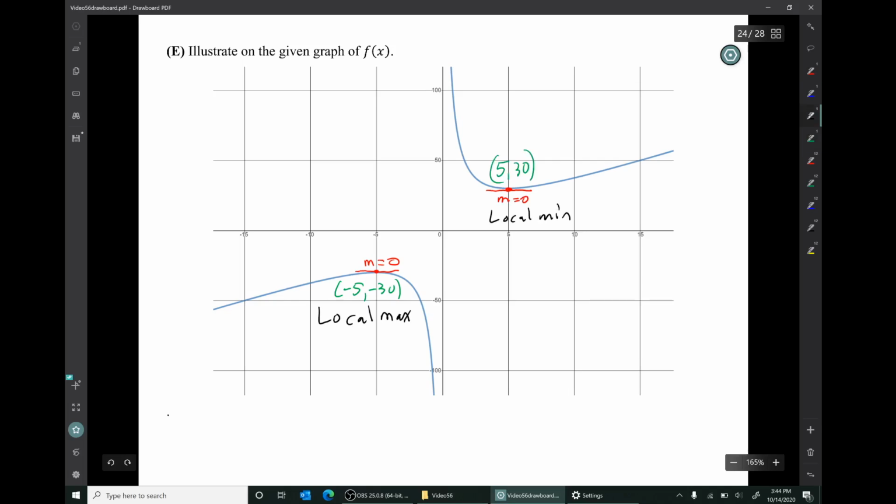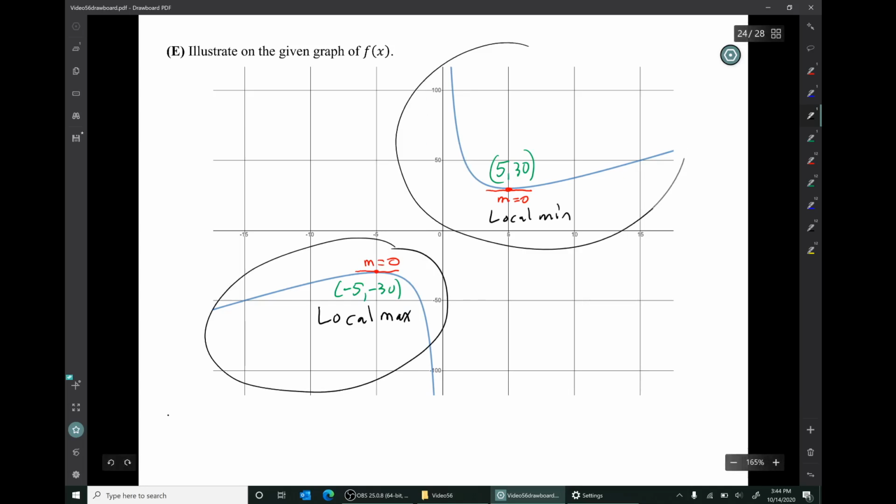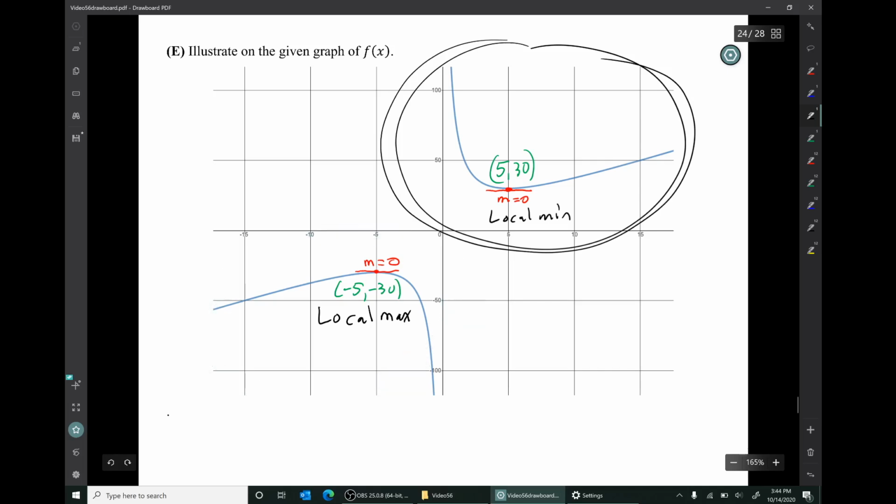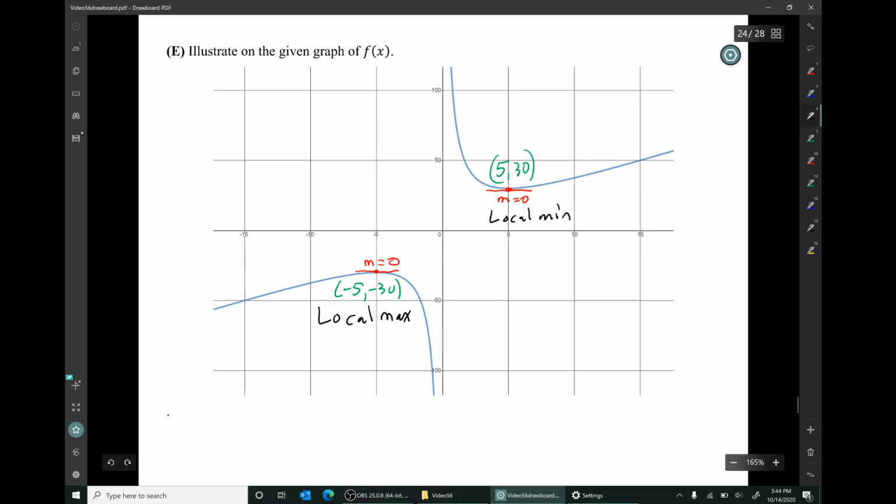And the reason that you can have that kind of thing happen is that there is this discontinuity in the middle. There's a vertical asymptote. So it's possible to have this chunk of the graph be lower than this chunk of the graph, but this chunk of the graph is the chunk that has a local max, and this chunk of the graph is the chunk that has a local min. All right, let's go on.